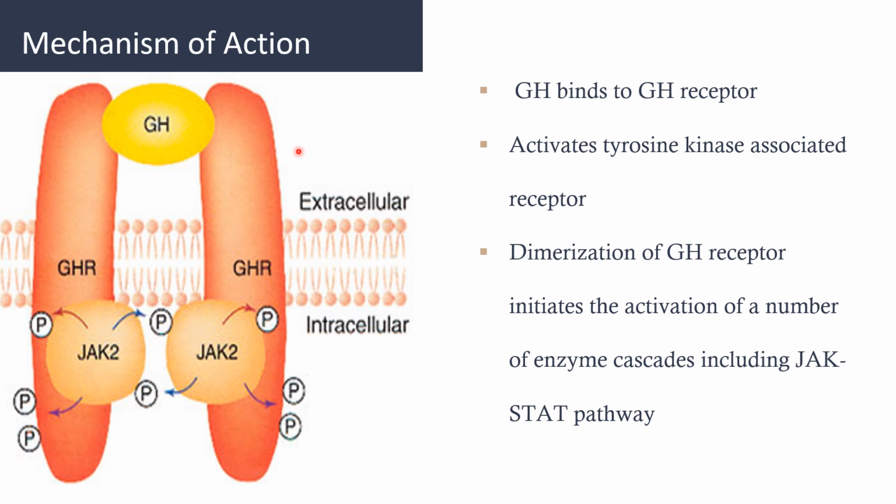and both the subunits come closer to each other. This produces a dimerization of the growth hormone receptor, as it initiates the activation of a number of enzymic cascades, including the JAK-STAT pathway of hormone action. So this receptor neither resembles any of the G protein linked receptors, nor is it similar to the receptor with intrinsic tyrosine kinase activity.